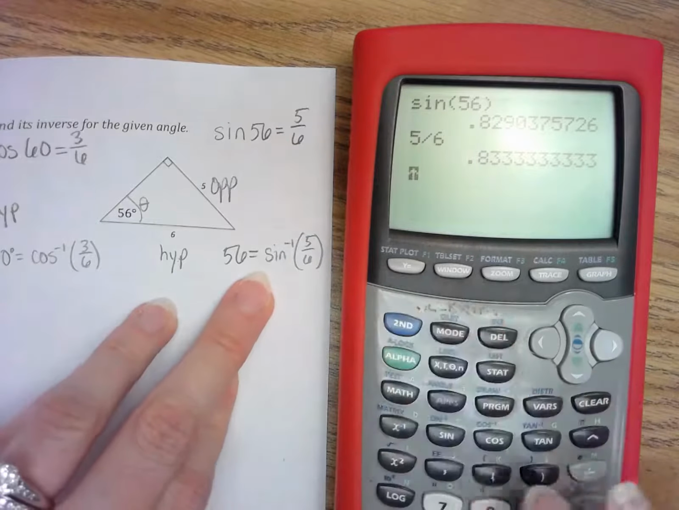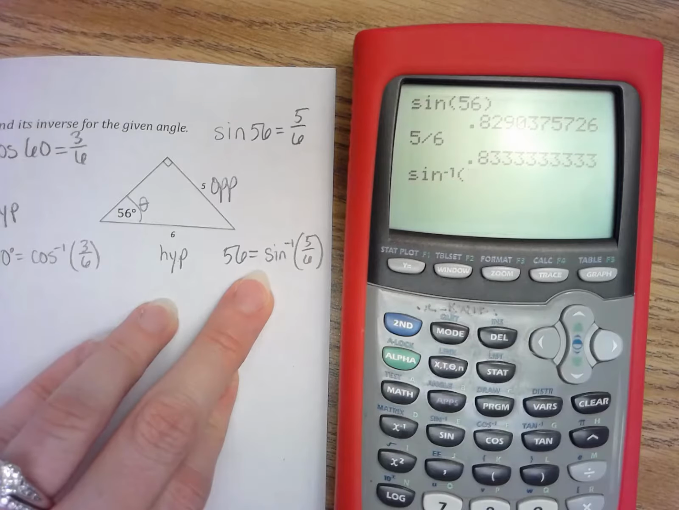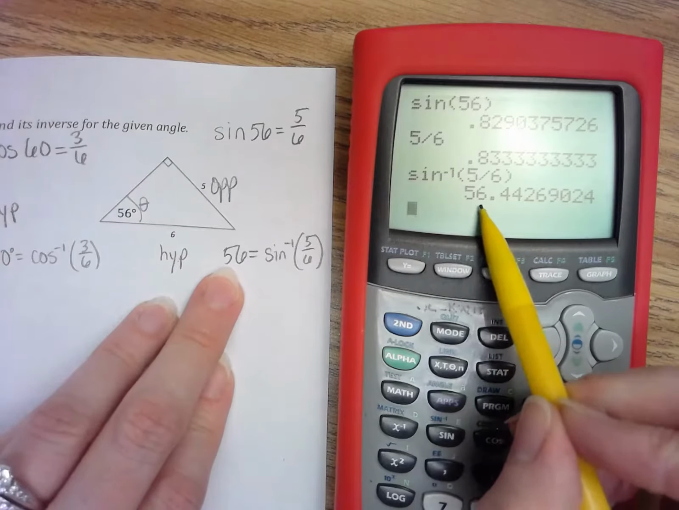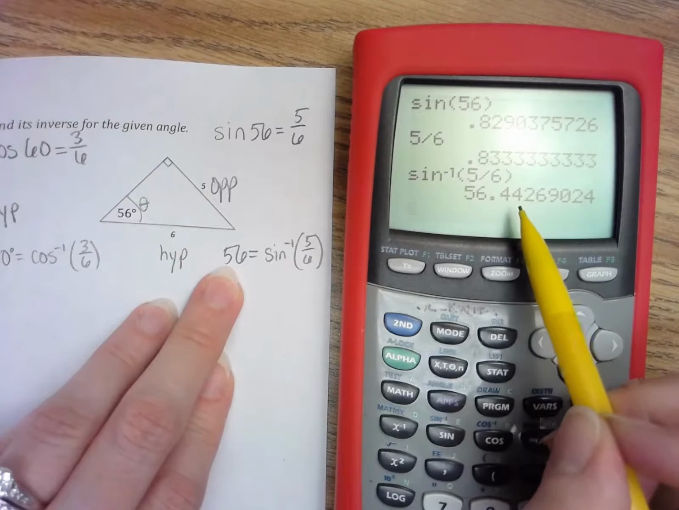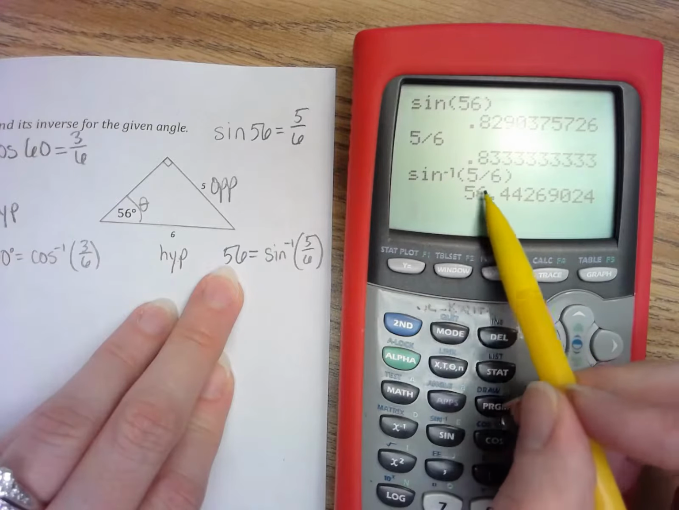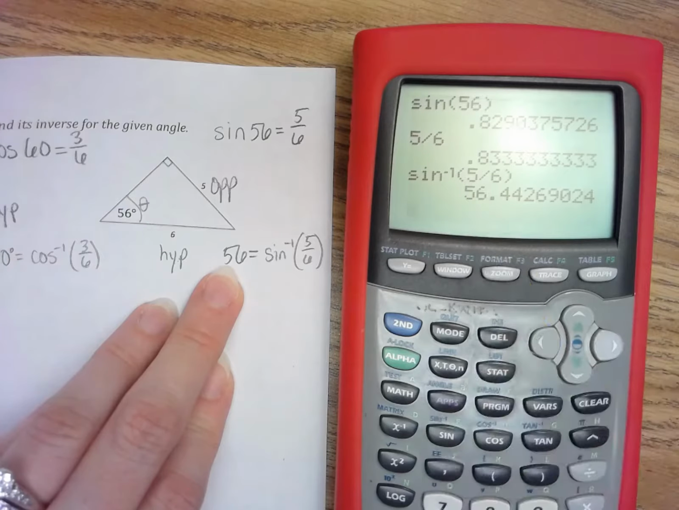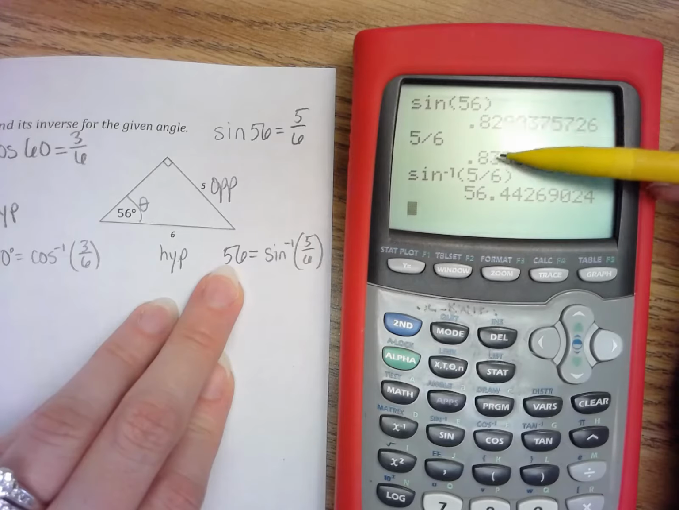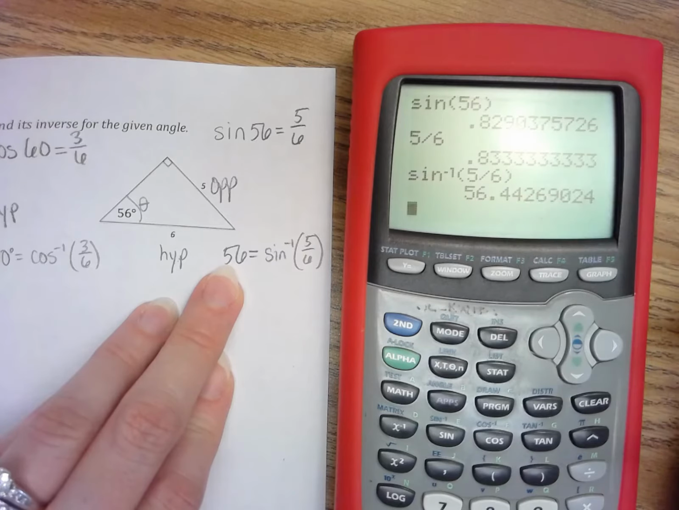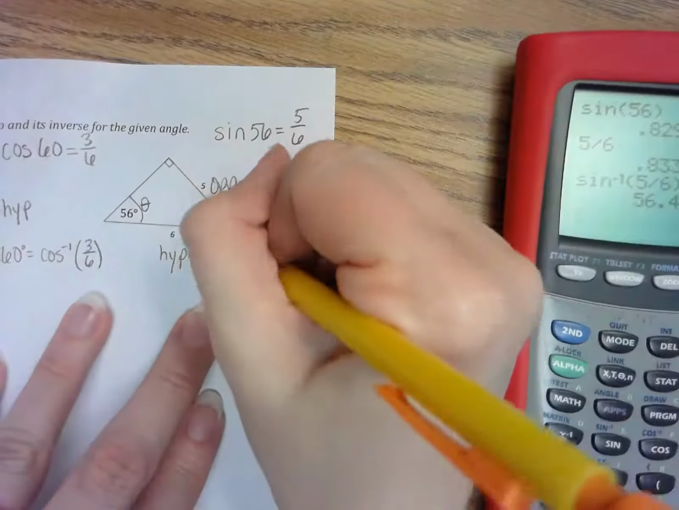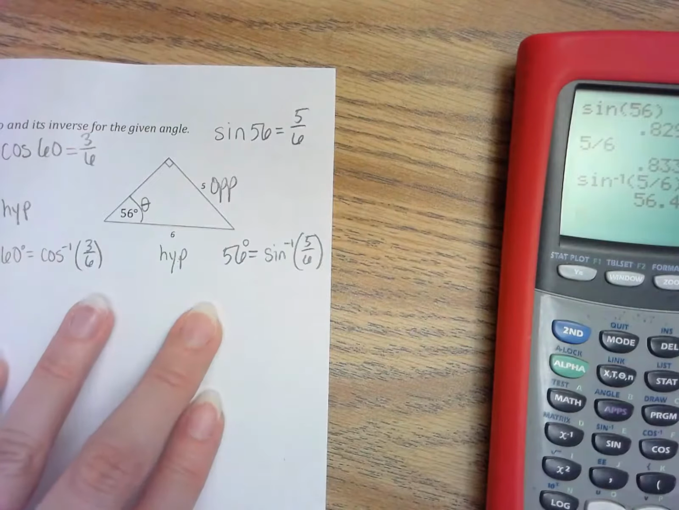And then inverse sine of 5/6. Here we see 56 degrees. Again, it did round. If we round it to the nearest whole degree, that's why it's not quite coming out the same, because there is some rounding involved. And I am fine with that. It is close enough to say it is correct.